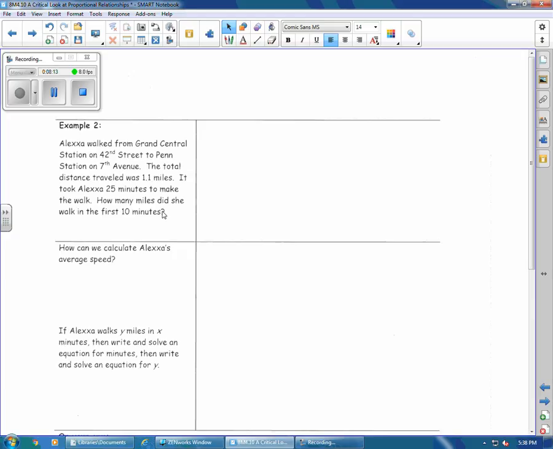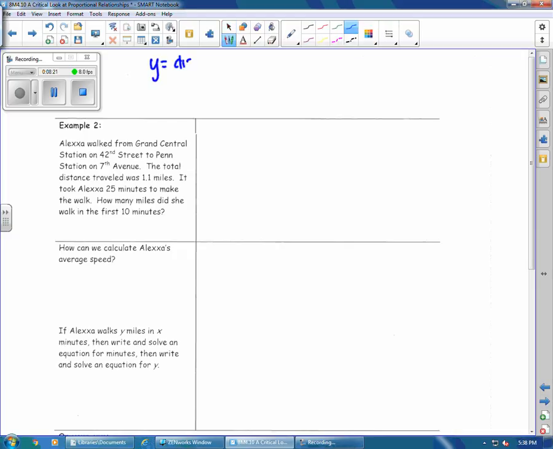Again, let's let y be our distance. And let's let x be the time. So the distance she's traveling, 1.1. The time it's taking her to travel, 25 minutes. We want to know how far she traveled in 10 minutes. So I can set this up. I don't know how far she traveled. That's the distance in 10 minutes. Use the cross products property.